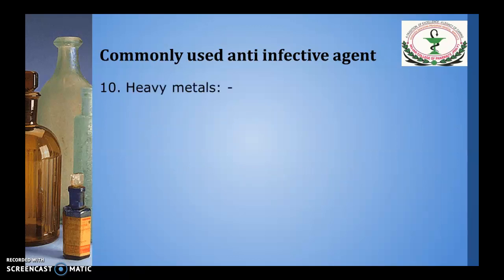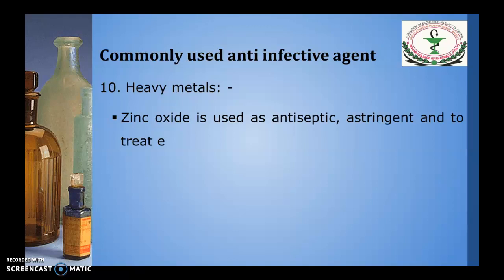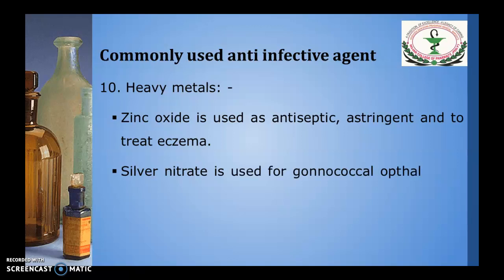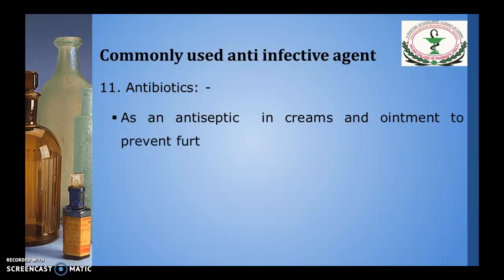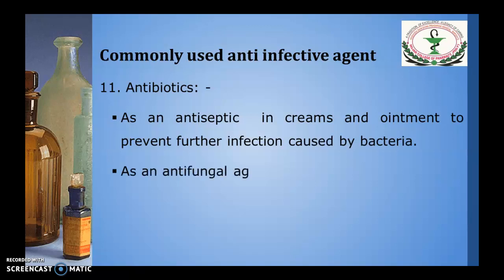Next commonly used anti-infective agents are heavy metals. Zinc oxide is used as an antiseptic agent, astringent agent, and it is also used to treat eczema. And silver nitrate is used for gonococcal ophthalmia in neonates. And the last class is antibiotics. Some antibiotics are used as antiseptics in the form of creams and ointments to prevent further infection caused by bacteria. Some are also used as antifungal agents.